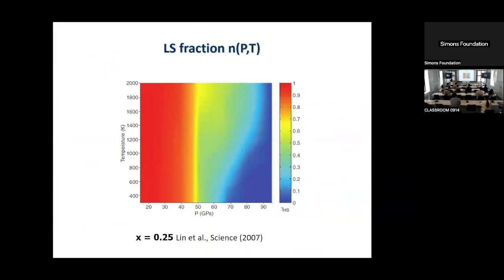It affects the melting temperature considerably, 800 Kelvin, deep in the core.